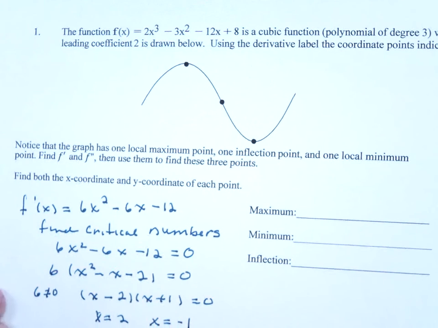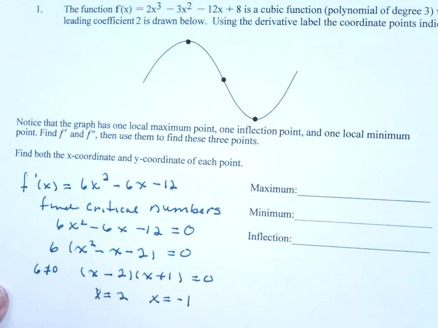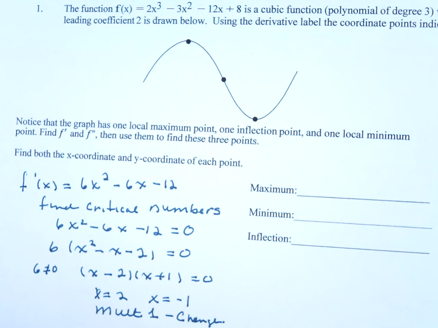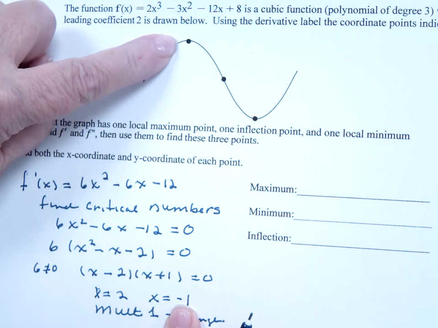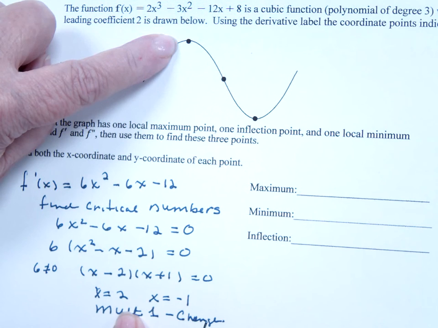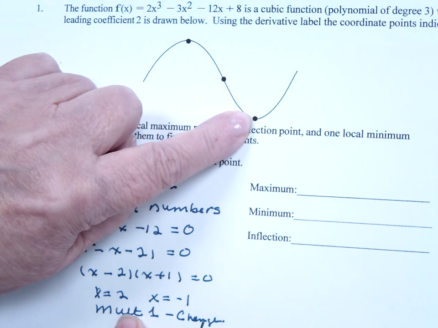Now they're both multiplicity 1. So there's a change. That means that one of them is a maximum, one of them is a minimum, because increasing is going to move to decreasing, and decreasing is going to move to increasing. So there's going to be a change across that. So one's a max, one's a min. Don't know which one. Well, I can tell which one. This has to be negative 1 because it's to the left of 2, and that's going to have to be 2 if I look at my picture.